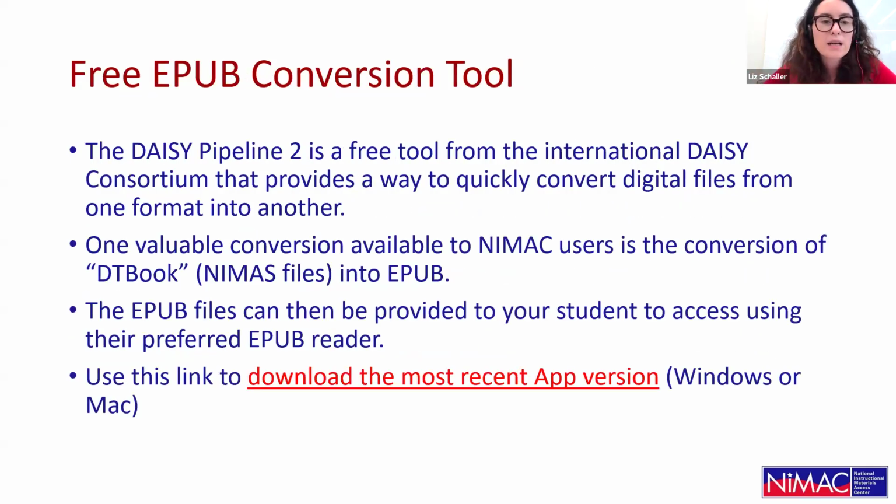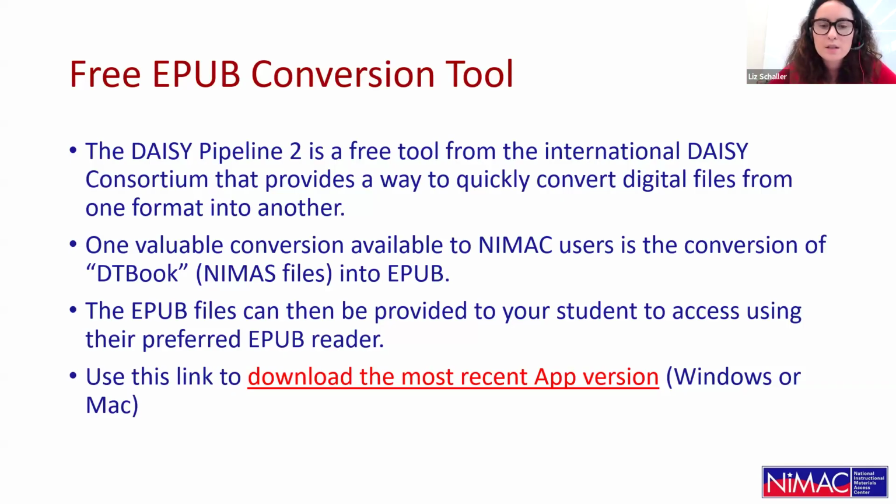Additionally, we wanted to highlight a free EPUB conversion tool as well, if you work with students who utilize EPUB. It's called the Daisy Pipeline Tool, Pipeline 2, and it was developed by the Daisy Consortium, and it is absolutely free and super easy to use to just quickly convert NIMAS files or DT book files into an EPUB format that your student can access using their preferred EPUB reader.